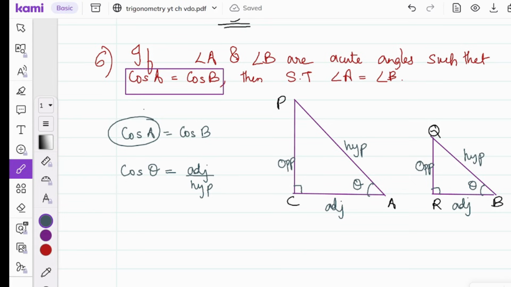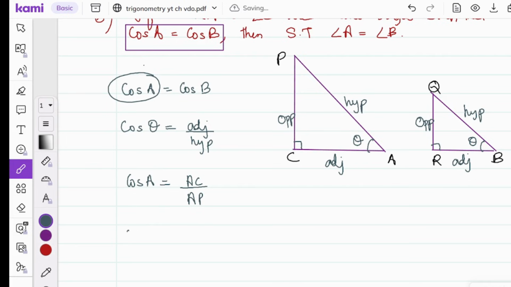So now let me first write what is cos A. Cos A equal to adjacent by hypotenuse in the first triangle, which is equal to adjacent as AC divided by hypotenuse as AP. Clear? Now, similarly, I have to write cos B also. Cos B equal to how much? RB or BR divided by what? BQ. Clear?